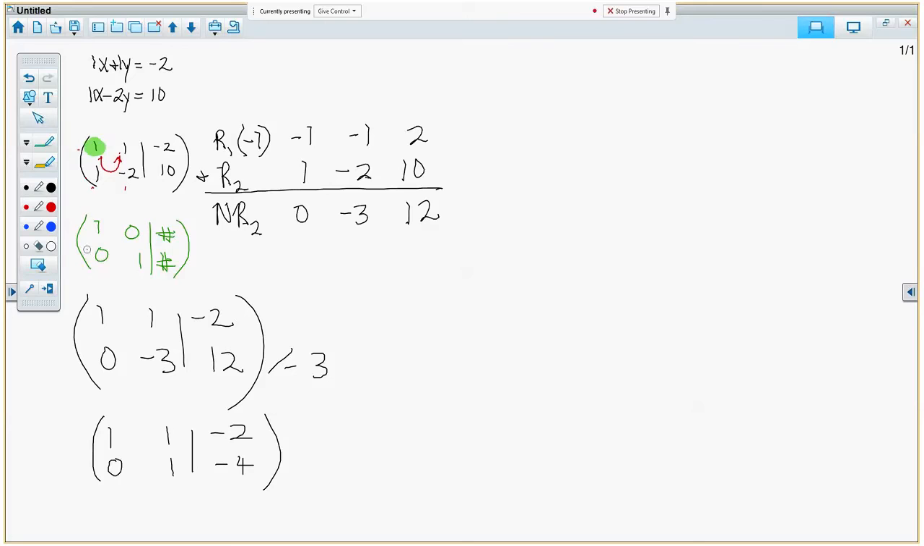Got 1 left. Which one? Right here, we got to focus on it now. We want a 0 there. So in order to get a 0 here, we got to use row 2 and add it to row 1. So do that.